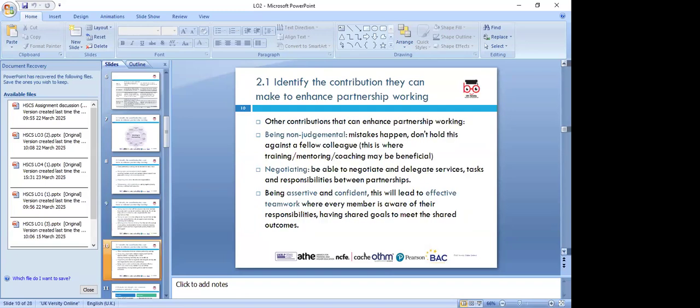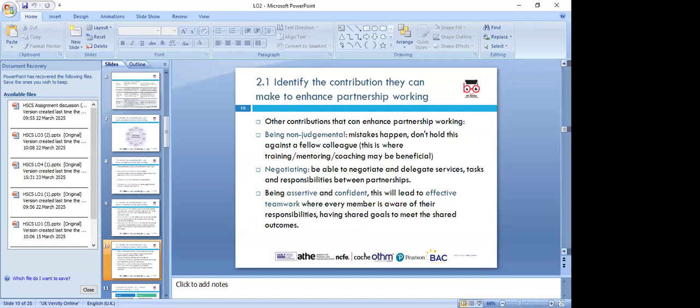Other contributions that can enhance partnership working is, one, being non-judgmental, accepting that we are different people from different backgrounds. We ought to try not to be judgmental. Okay, we have to try not to be judgmental at all. It won't help. Okay, being non-judgmental, mistakes happen. Don't hold this against a fellow colleague. This is where training, mentoring, coaching may be beneficial. Negotiating. Be able to negotiate and delegate services, tasks, and responsibilities between partnerships.